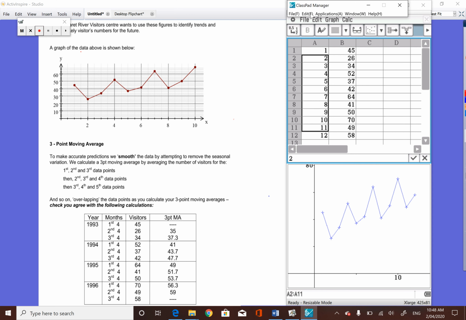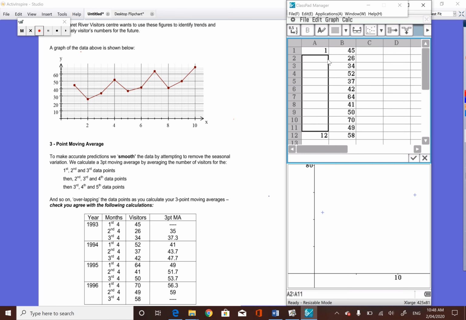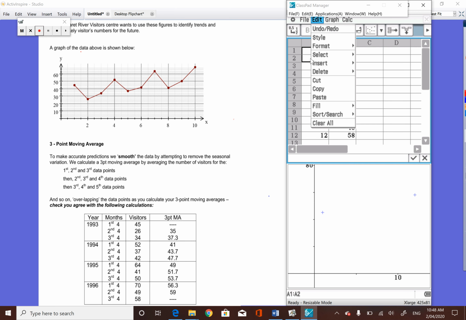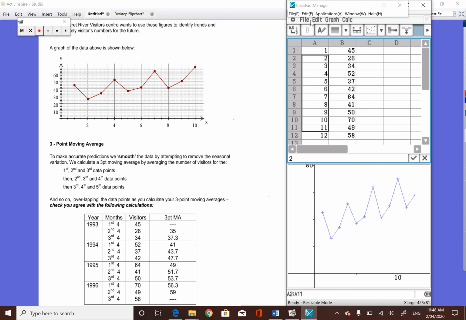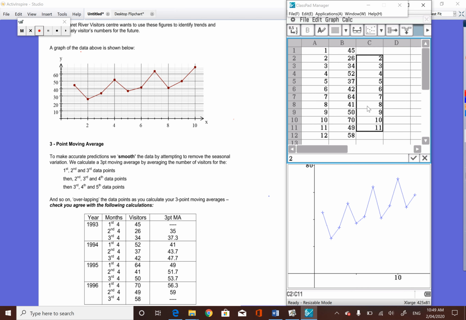Once I've got this, I can go edit, copy, cut. No, don't want to do that. Cancel that. Edit. Let's paste that back. Let's try again. Edit, copy, edit, paste. Okay, so now we've got the months that we want the moving average for.